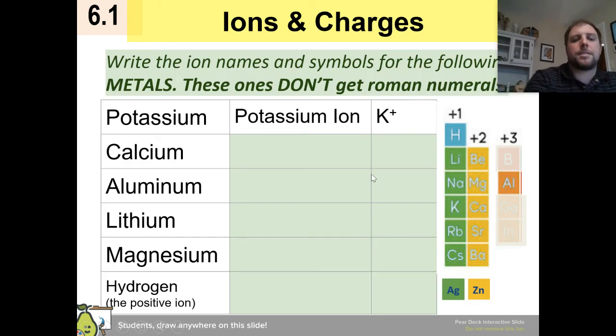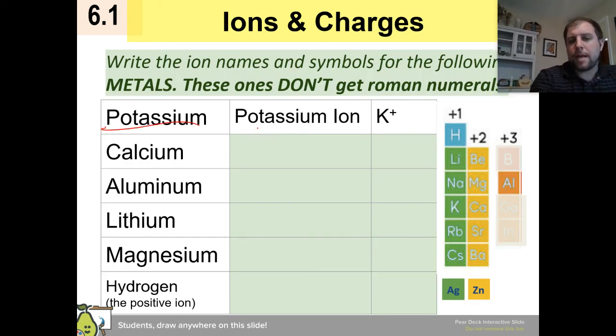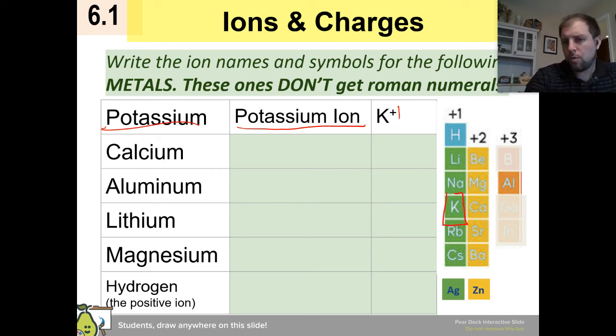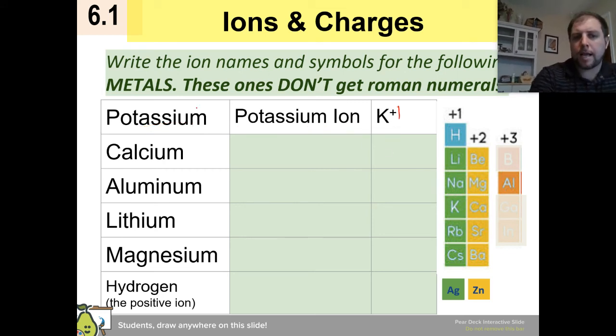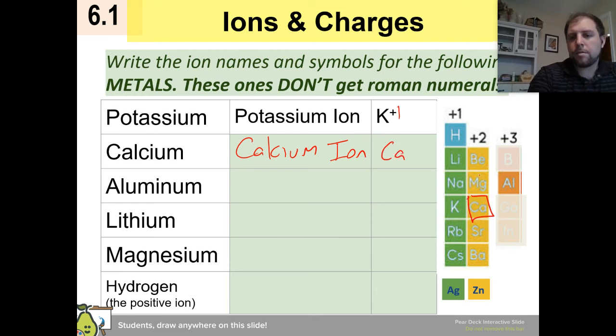So let's try this out. Potassium. Potassium as an ion is just called potassium ion, and its symbol is K+, or K1+. Because it's in this column, it's always 1+. You don't need to call it potassium 1. Calcium is a calcium ion. Calcium is right here, in this column, so it's 2+. But I don't need to call it calcium 2 because it's always that. Again, it's redundant.